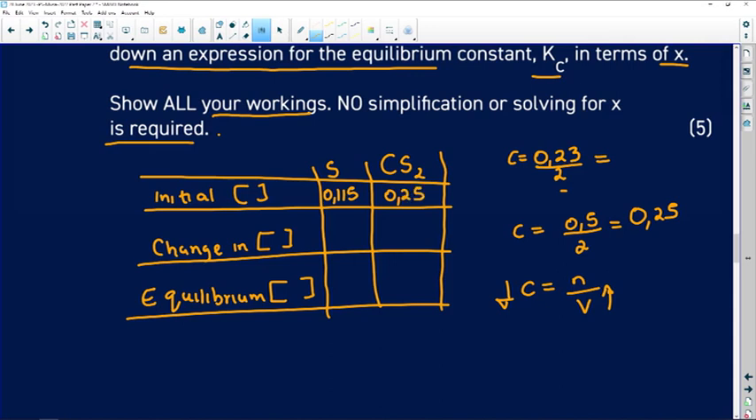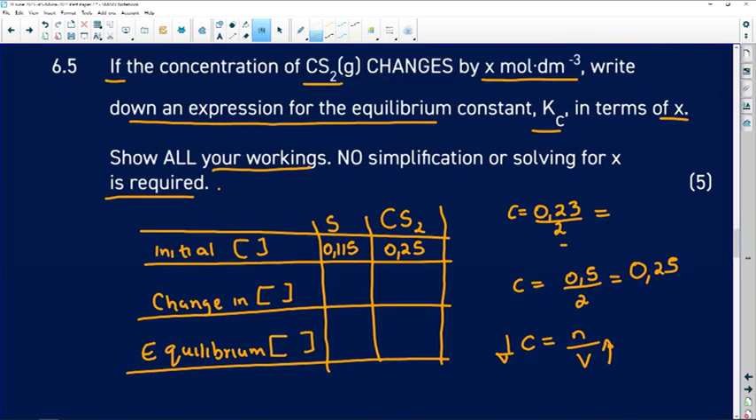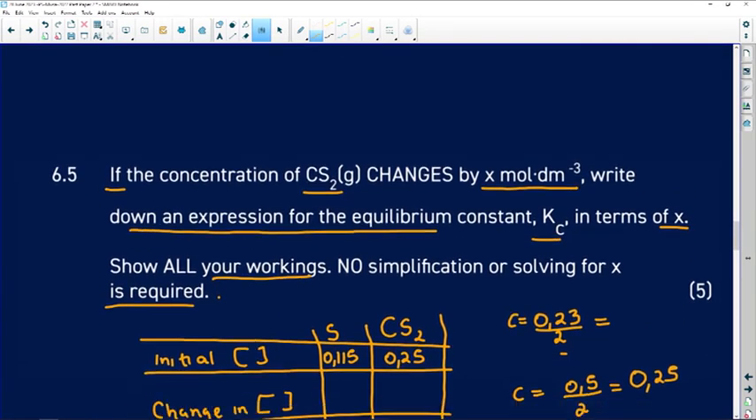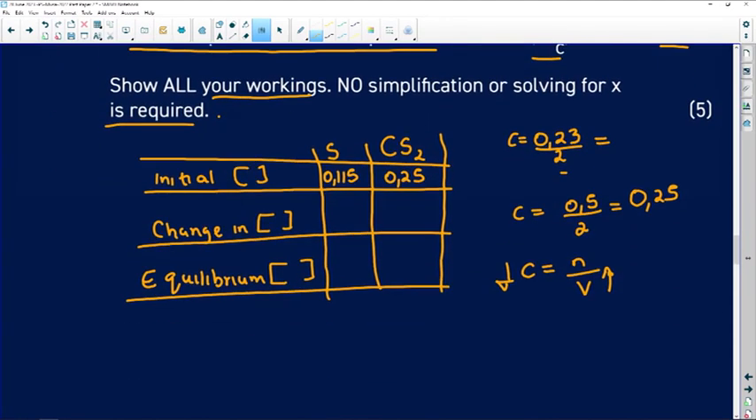Now the change in concentration, we were told here that it changes by X. So we go and look at our mole ratio. The ratio is 2:1, so it's going to be 2X here, and this one will become an X. Therefore, from this block we are going to have the equilibrium now. It will be 0.115 plus 2X, and here for the product I must minus, 0.25 minus X, because my product is now the reactant, it is going to be used up.